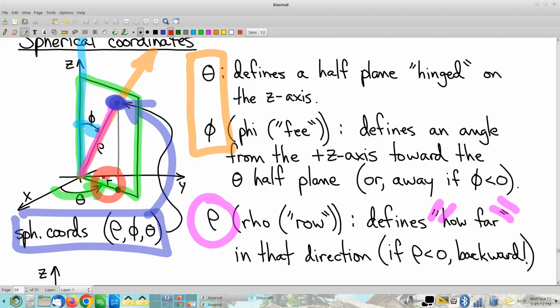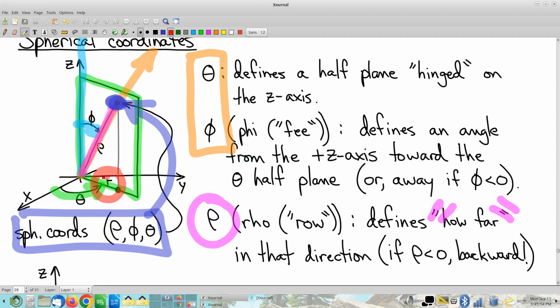Since theta defines a half plane, can it only be positive? I hear where you're coming from. Theta defines a half plane, but theta can be any direction you want. Let's say theta defines this half plane. Positive values of phi go that way toward the half plane, but negative values of phi go back the other way. Notice I didn't say that the point has to be in the half plane. It's just that theta defines a half plane. Does that make sense?